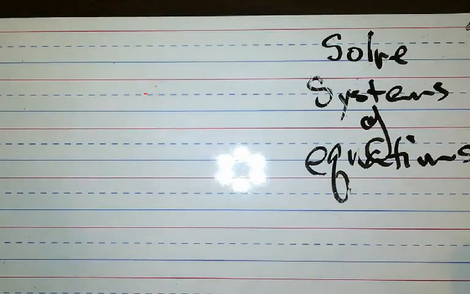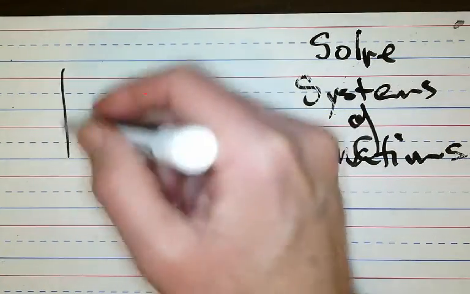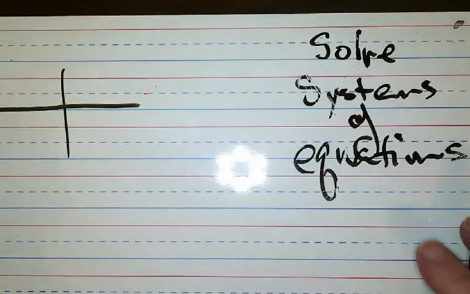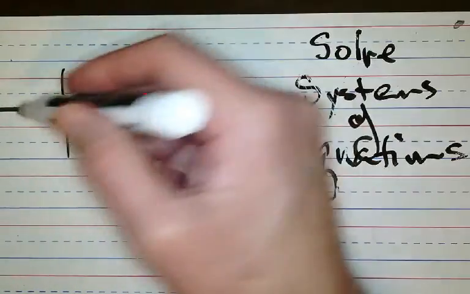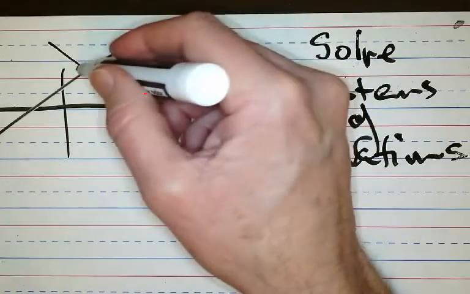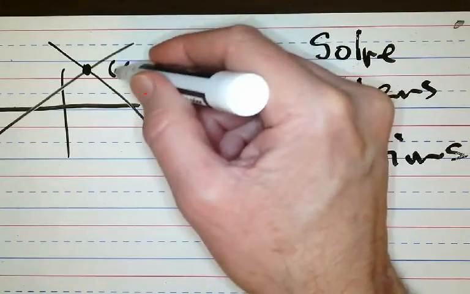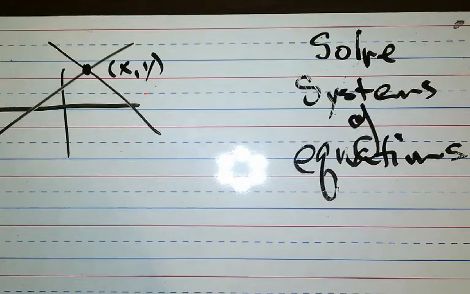Okay, today we're solving systems of equations. Yay! Remember what a system is? It's several lines or curves, and you're finding the place where the lines cross. So the answer to the question is always an ordered pair, the place where the lines cross.